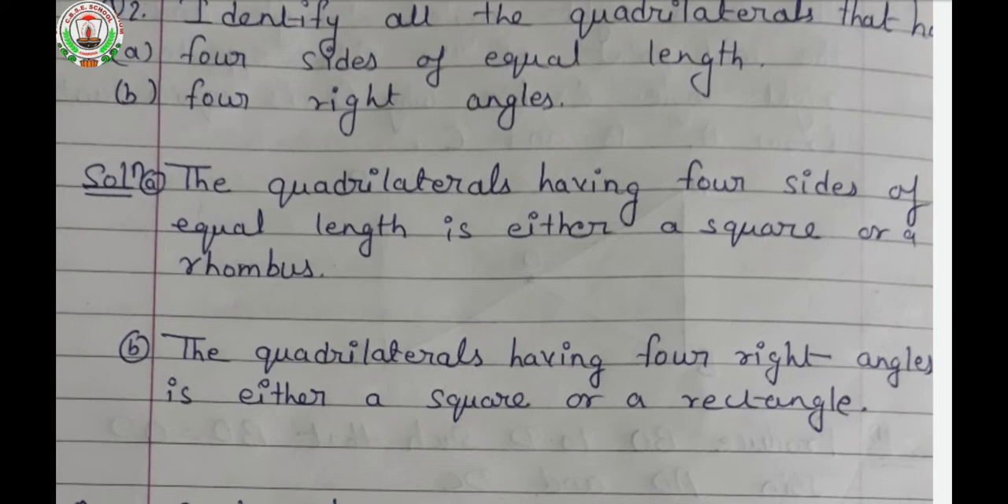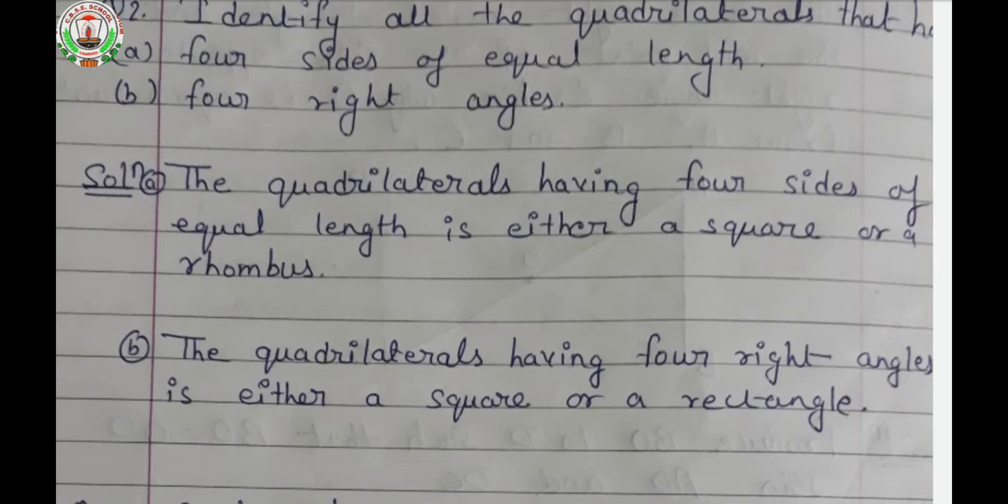Question number 2b. Four right angles. So which quadrilateral has four right angles? Four right angles means all four angles must be equal to 90 degrees, isn't it? So you have to name it. The quadrilateral having four right angles is either a square or a rectangle. These are the two quadrilaterals which have right angles, that is 90 degrees: a square and a rectangle. A very short solution.